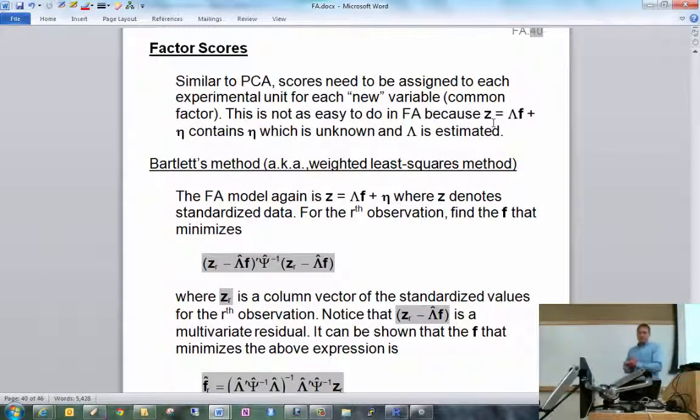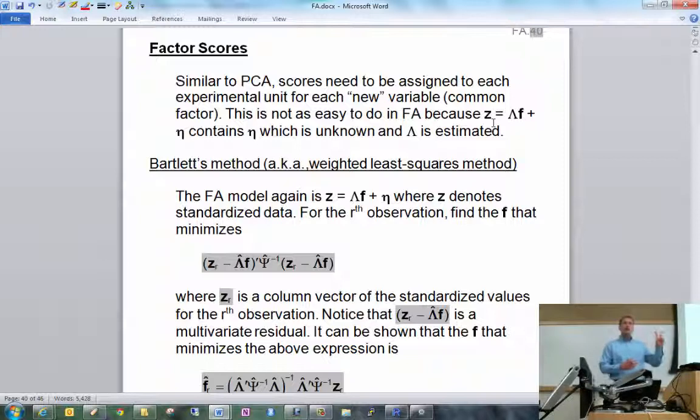So the last part then of this factor analysis section is to talk about factor scores. Factor scores are essentially the equivalent to what we did with principal component analysis when we found principal component scores. A factor analysis score is numerical values for our F, or our F star. I want to find numerical values, estimates, for these unobservable random variables.